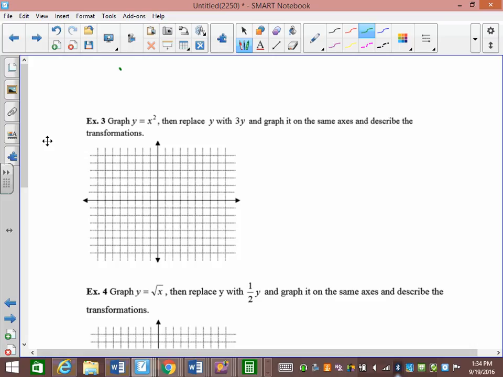So graph y equals x squared. We're going to do that. If you don't know what the points are, you can plug them in, or you can go to your table of values and put them in. But when x is 0, y is 0, because 0 squared is 0. So 0, 0. When x is 1, 1 squared is 1. When x is -1, -1 squared is 1. So it's at -1, and it's at 2 and 4, -2, and 3 and 9.